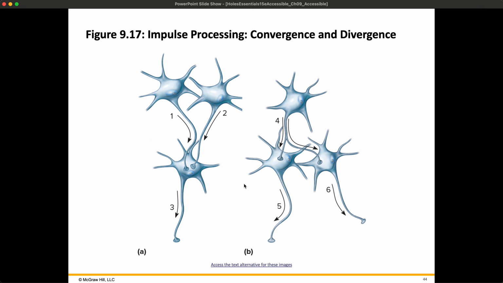Here's just an example of a couple of those. You can see convergence, where you have 2 neurons coming onto one, and divergence, where one is then talking to 2, and then these 2 might then talk to 2 more, and so it's a much more amplified action.